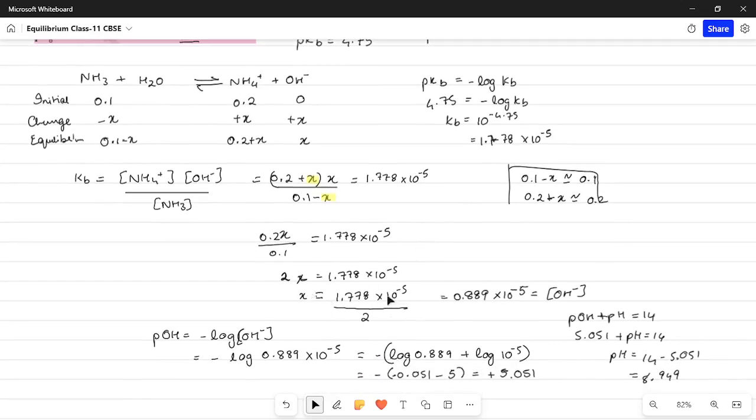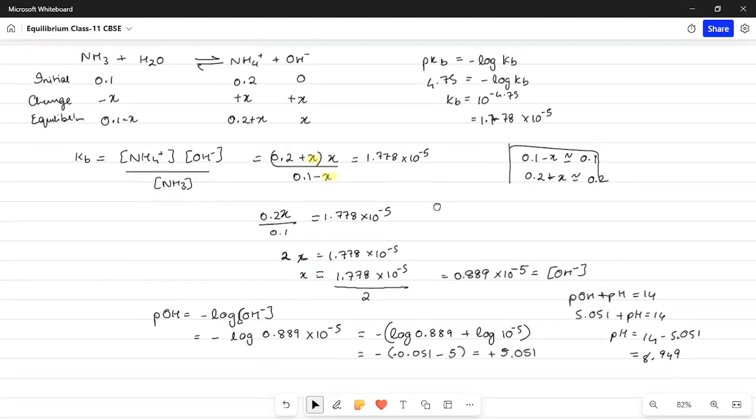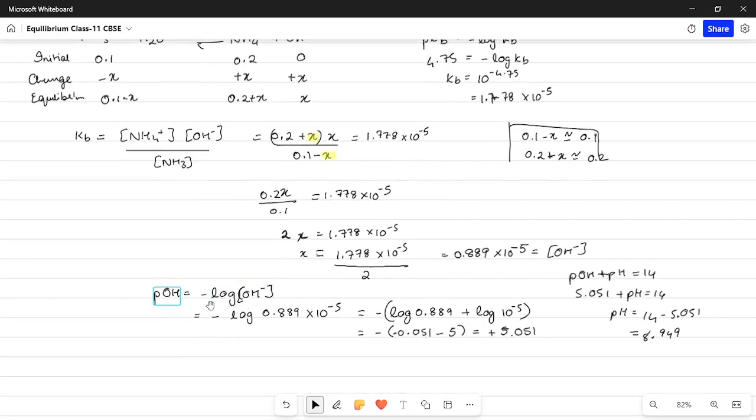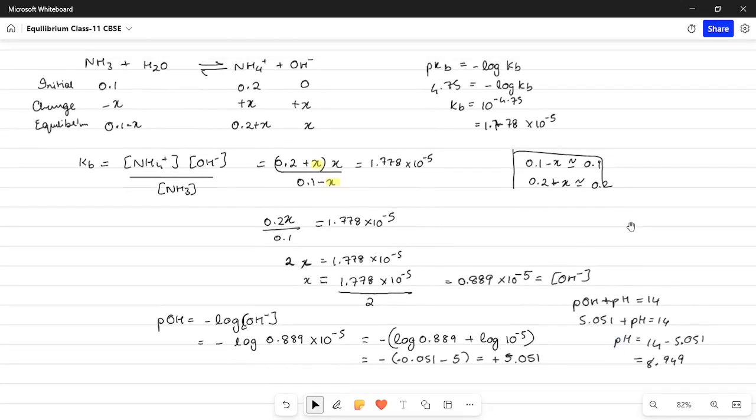And then we figured out the value of x. Now, the value of x is equal to the concentration of OH minus. All I did here was use pOH equals minus log concentration of OH. I calculated the value of pOH, and we know pH plus pOH is equal to 14. So from there, we were able to calculate the value of pH. Okay, if you have a different way of doing this, definitely let me know. With that, we're done with calculation of this particular question.